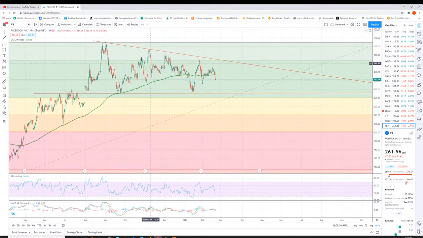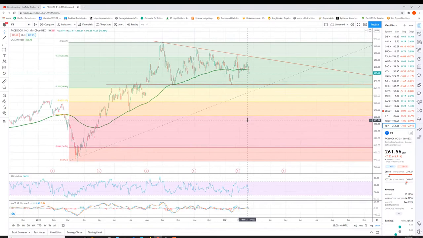But it had a lower high, a lower high, a lower high, and then it's probably going to have another lower high playing on this downtrend line right here until it eventually breaks above, and then we'll come back to the charts and reanalyze them.